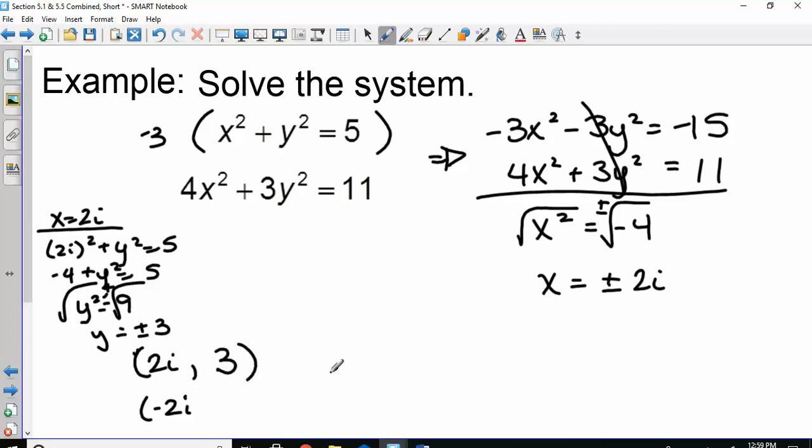So if my x is 2i, I get positive 3, but I could also have 2i comma negative 3. So we might get more than two answers. What's going to happen if I plug in negative 2i? Same thing. So we get a total of 4 answers here.